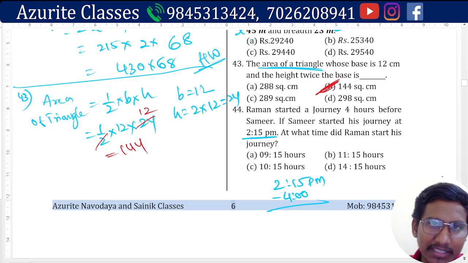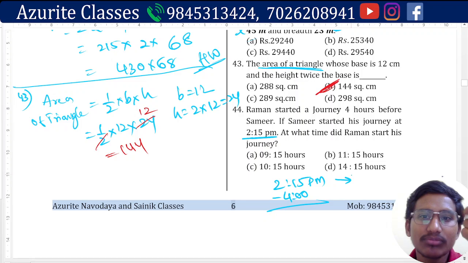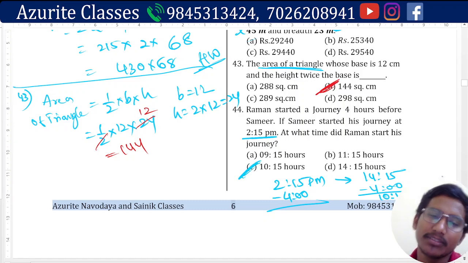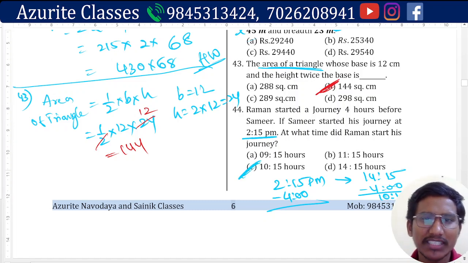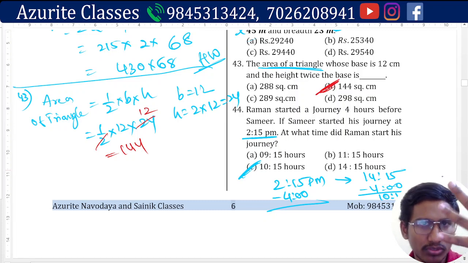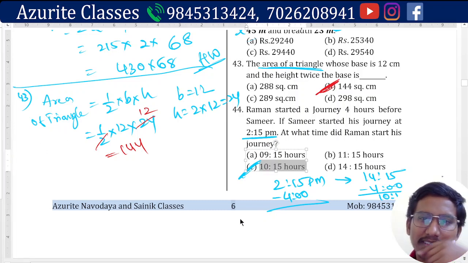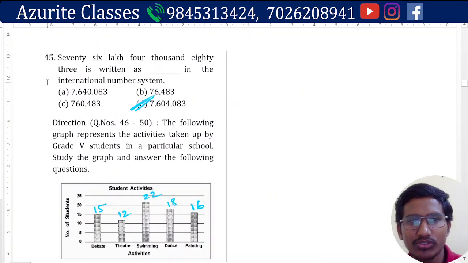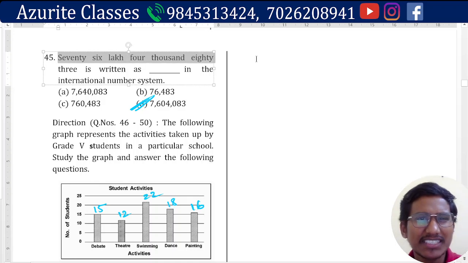You can do it directly, or 2:15 p.m. means after 12 hours it will be 13, 14, that is 14 hours 15 minutes. From this if you minus 4 hours you will get 10 hours 15 minutes, right? That will be easy, you can do it that way. Or you can directly count: before 2 there will be 1, before 1 is 12, then before that 11, before that 10, so 4 hours. So 10 hours 15 minutes will be the answer, right? Okay, next, the 45 question, 6076, that is very easy, do it.